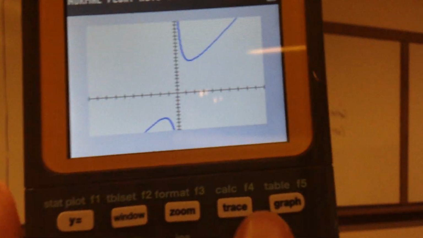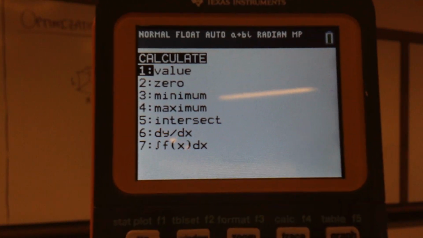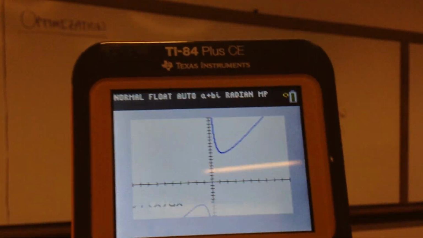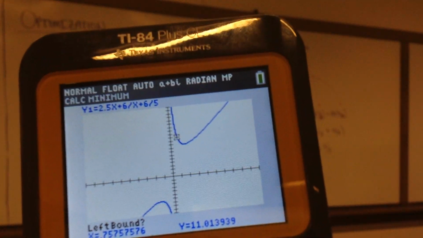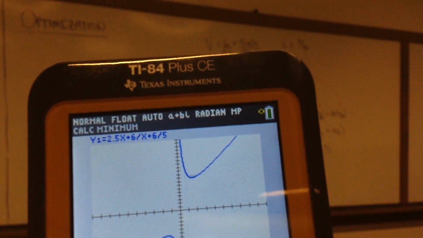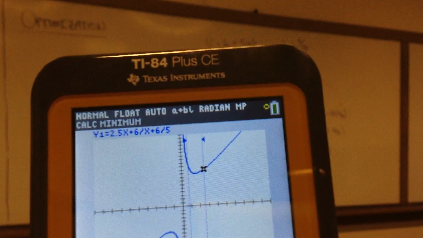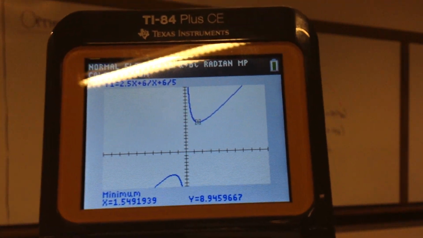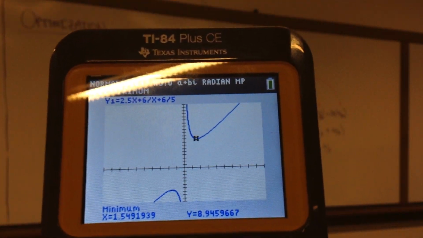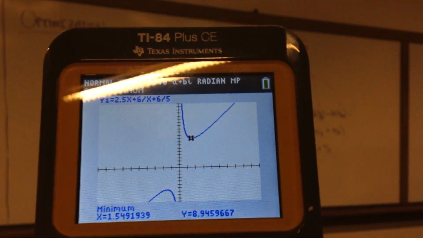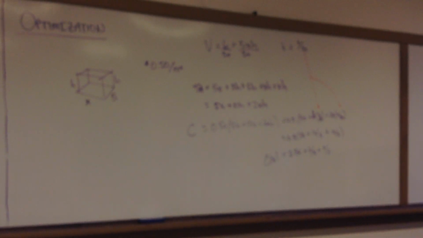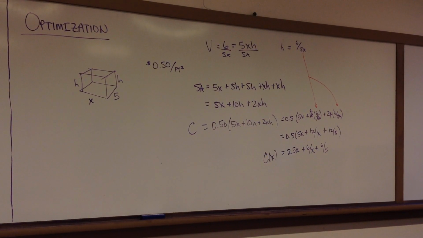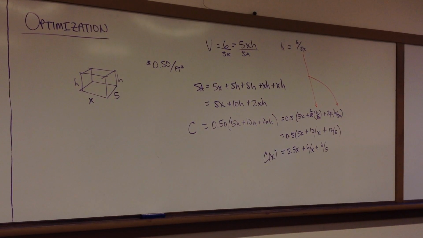So we go in and we hit second, trace. Minimum is choice number 3. And now it's going to want you to put in a left bound right there. Arrow past it, make a right bound right there. And there's our minimum. X is about 1.55. Y is 8.95. All right, so let's put that information on the board and then see whether or not we've answered the question.